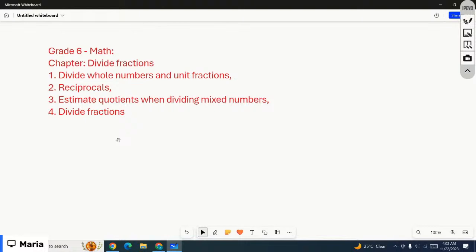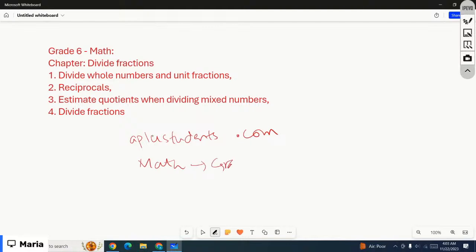We are here for grade 6 math. You can find all the lessons on aplusstudents.com. You have to log in there using your email address and the password provided by the administrator. Then you have to select math from the subject tab.